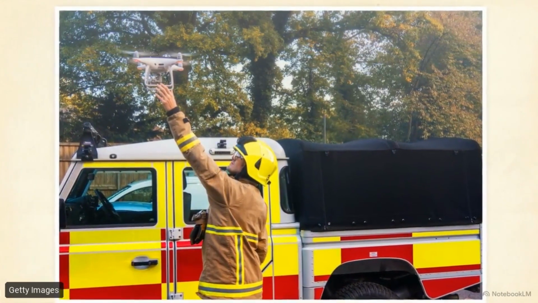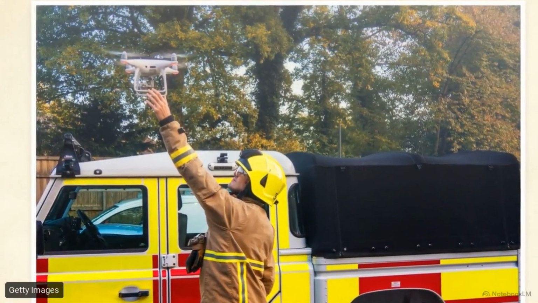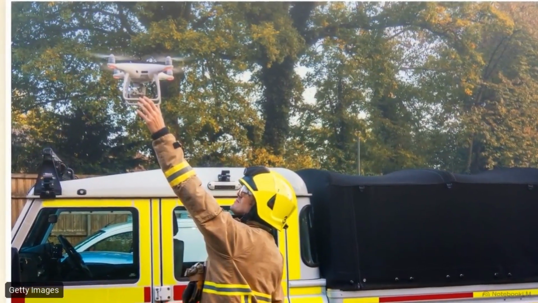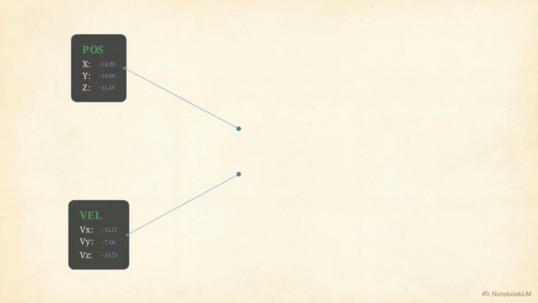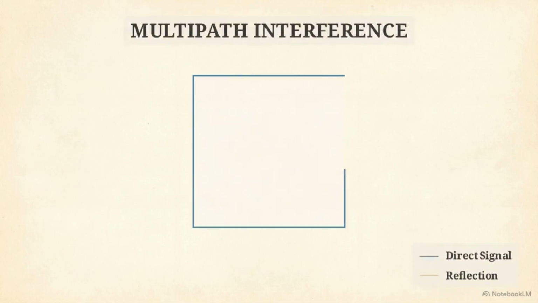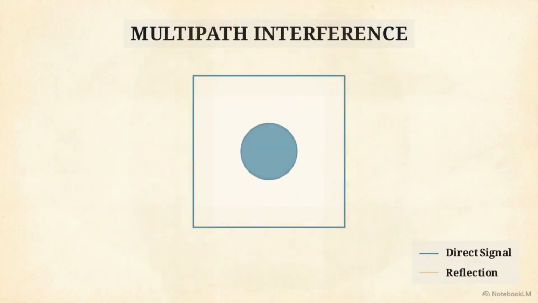Coordinating a fleet inside these structures requires a specific engineering stack: ultra-wideband radio physics, nonlinear state estimation, and decentralized mesh protocols. Navigating these chaotic spaces depends on the high-frequency calculation of the drone's position, velocity, and orientation, the variables that define its mathematical state. This diagram illustrates a primary obstacle for indoor navigation: multipath interference.